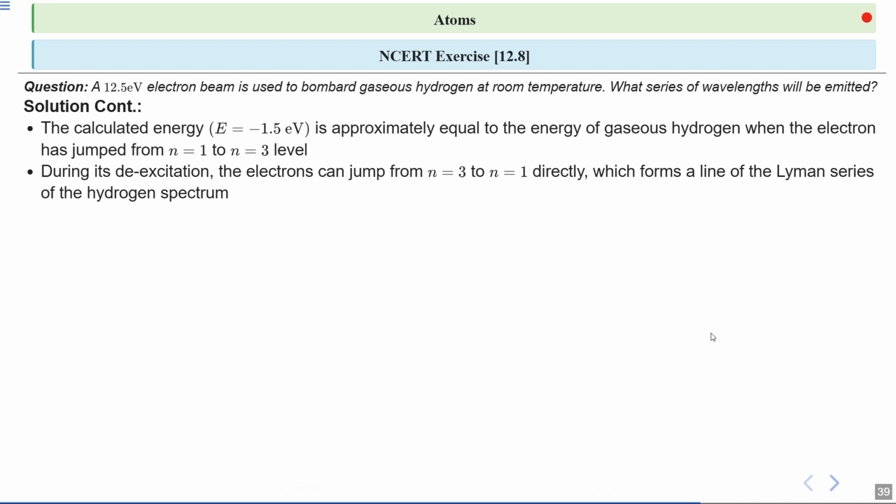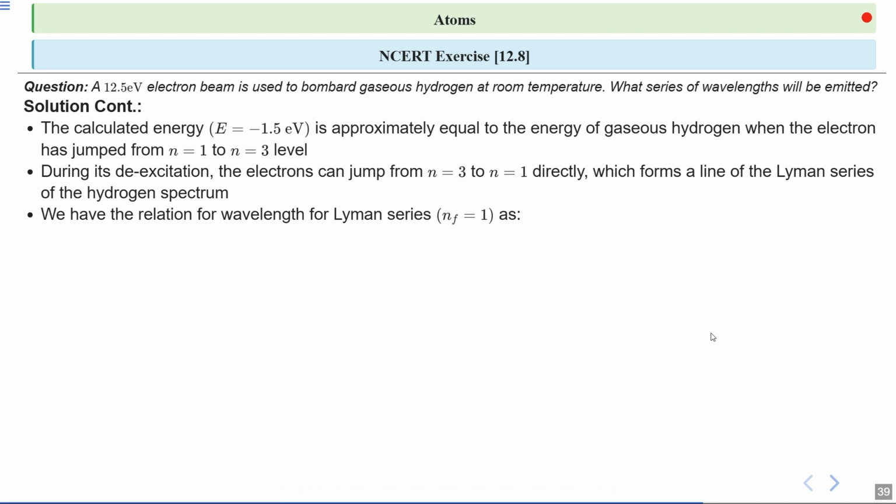As these excited electrons return to the lower energy states, they can drop directly from n equal to 3 to n equal to 1. When this happens, the atom emits a photon with a specific wavelength. This direct transition from n equal to 3 to n equal to 1 produces a line in the Lyman series, which is a set of ultraviolet spectral lines unique to hydrogen. The Lyman series always involves electron falling to the n equal to 1 level.